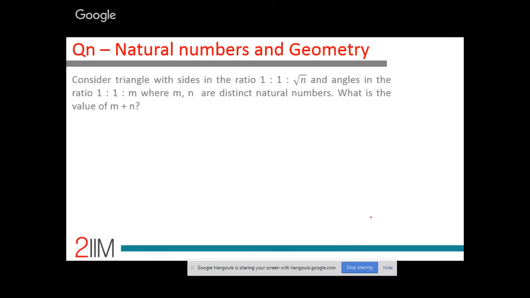Completely forget about m. Just find possible values for n. Work with the ratio of sides of the triangle. The ratio of sides is 1:1:√n. Find what values n can take. And so once you've got that, then worry about m.